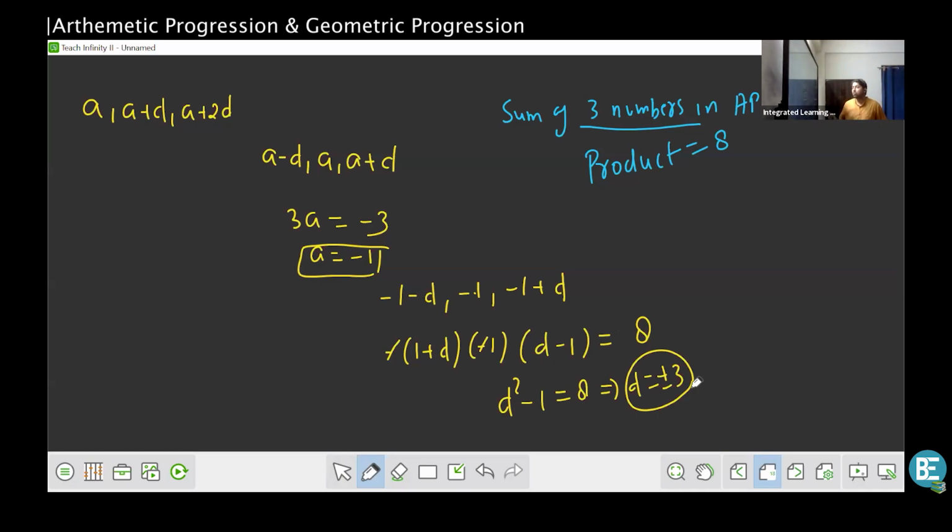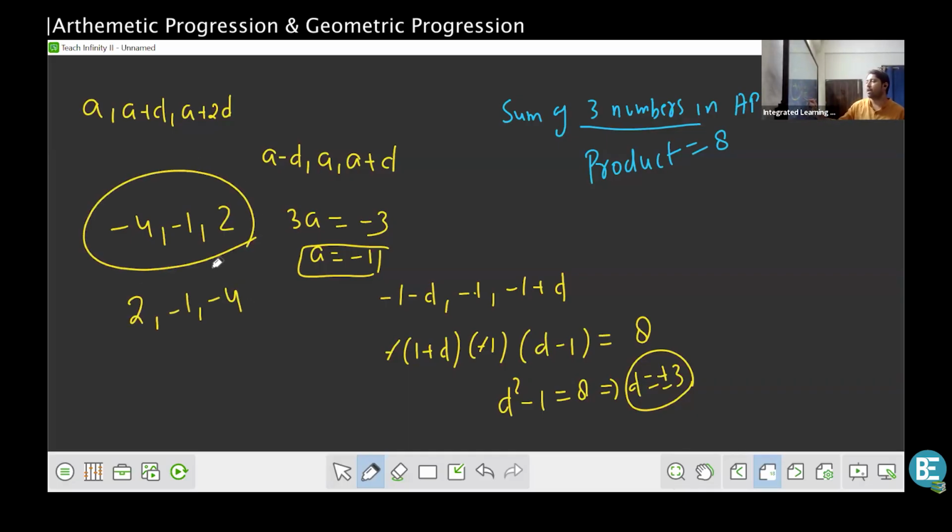So if you take d is equal to 3, our numbers will be minus 4, minus 1 and 2. If you take d is equal to minus 3, it will be 2, minus 1, minus 4. Both answers are correct. If AP is asked, then you should write both. If numbers are asked, you can write in any order.